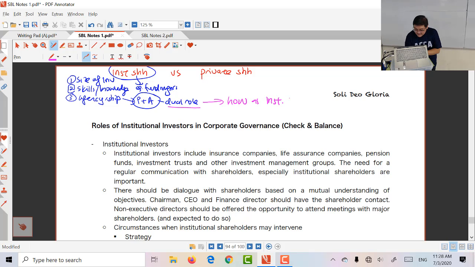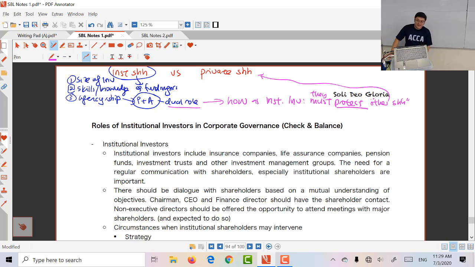how as an institutional investor, they must protect the other shareholder, especially the minority. Okay, how as an institutional investors, they must protect the other shareholder, especially the minority. At least there's something that we ask them to do, okay?